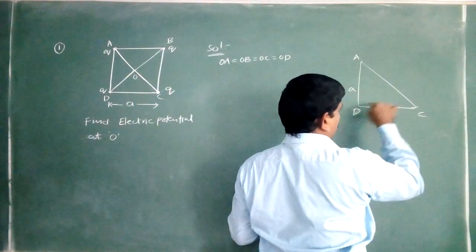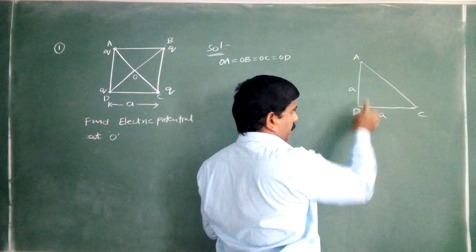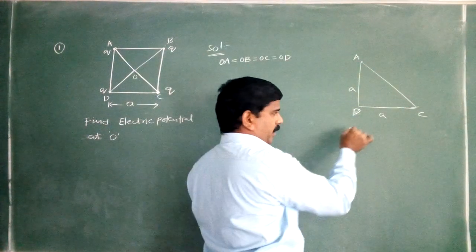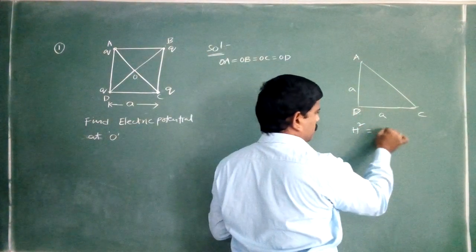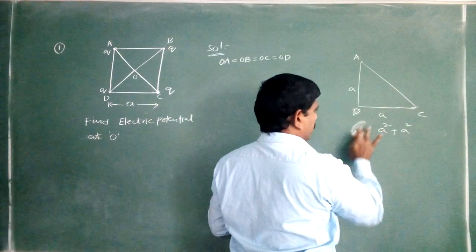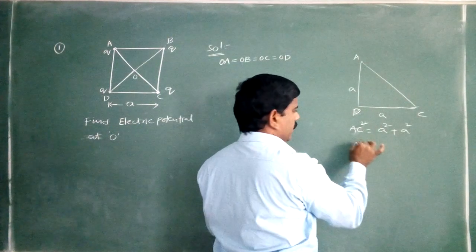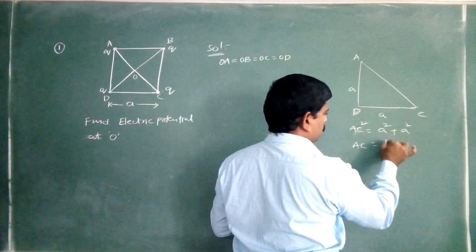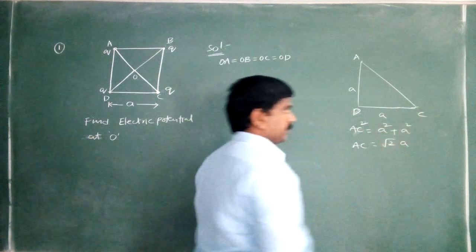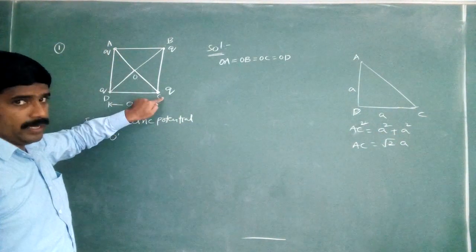Both sides are perpendicular, so this is a right angle triangle. Hypotenuse square is equal to side square plus side square. So AC square is a square plus a square, therefore AC is equal to root 2 into a.